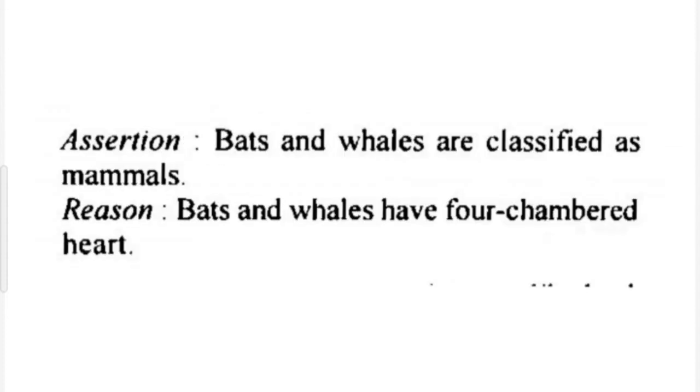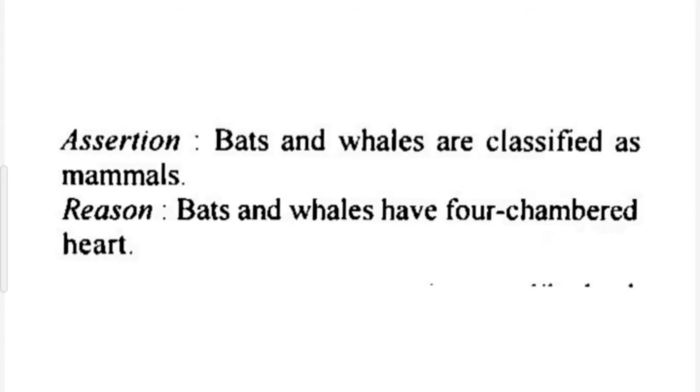Assertion. Bats and whales are classified as mammals. Reason. Bats and whales have four-chambered heart. The right answer is option B. If both assertion and reason are true, and reason is not correct explanation of assertion.